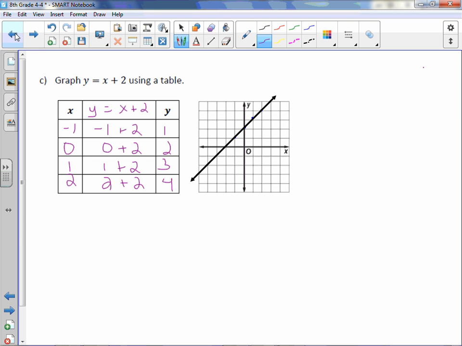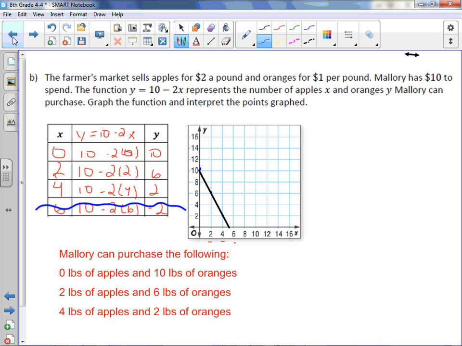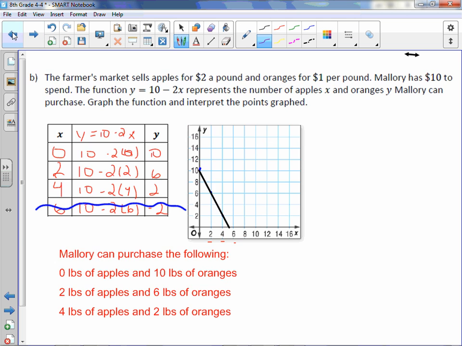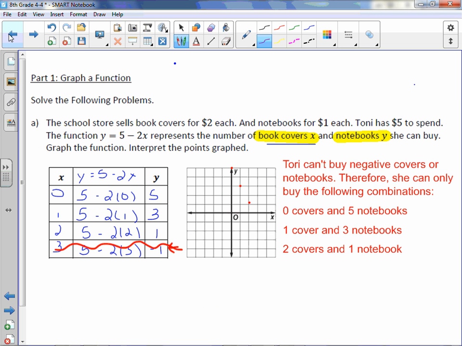So this example would be a continuous example because we were able to draw a line, and this example is also continuous because we could draw a line. The opposite of that is discrete. Discrete data have space between possible data values. So our first example on the front was discrete because we could not draw a line. Okay?